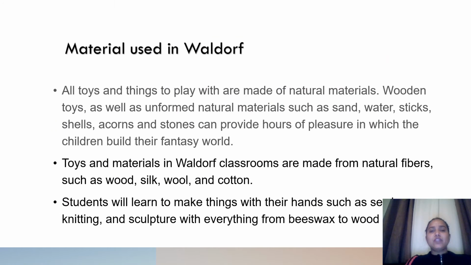The materials used in the Waldorf approach are made of natural materials and wood, such as wooden toys, as well as unformed natural materials such as sand, water, sticks, shells, acorns and stones. Toys and materials in a Waldorf classroom are also made from natural fibers, such as wood, silk, wool and cotton. Students learn hands-on, like knitting and sewing clothes, things like that.